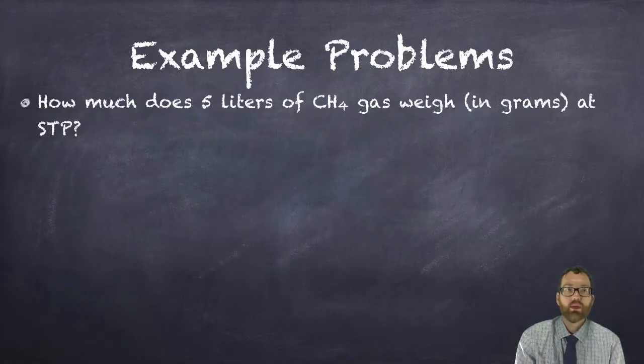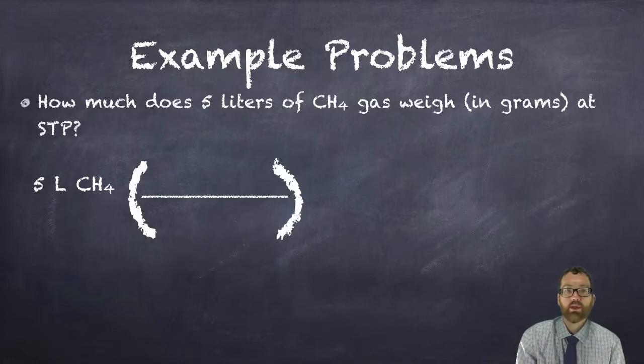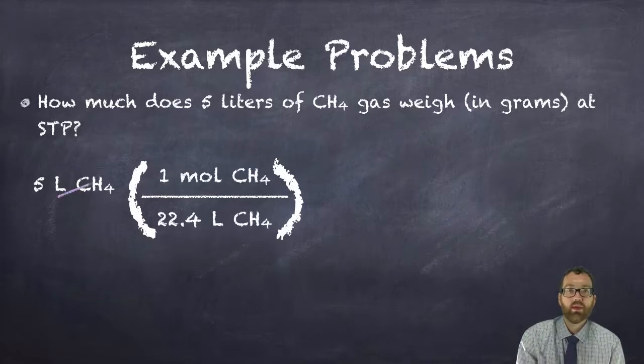How about this one? How much does 5 liters of methane gas weigh in grams at STP? So we'll start with the 5 liters of methane and set up a conversion factor. Now I want liters and liters to cross off. So 1 mole of methane is 22.4 liters of methane at STP. So by doing step 1, I've converted to moles. Like I said, always go to moles first in a multi-step problem. Once I'm in moles, I can convert to grams.